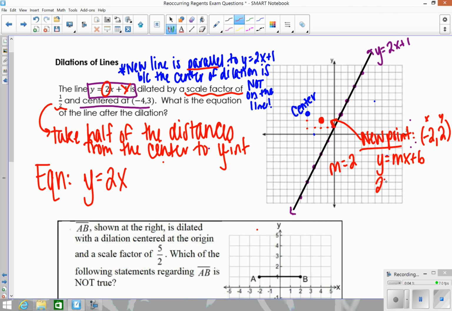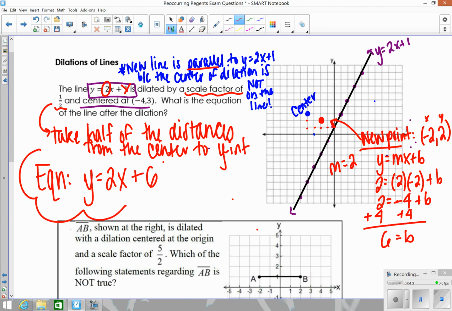So it would be 2 equals the slope, which is 2, times the x value. So you get 2 equals negative 4 plus b. Add 4 to both sides. So you get 6 equals b. So I know that this has to be 6. So that's my answer, but you could have also done this graphically. So meaning I could start at this point. It becomes one of those problems that you've seen before where you have to write an equation that's parallel to this line passing through this point.